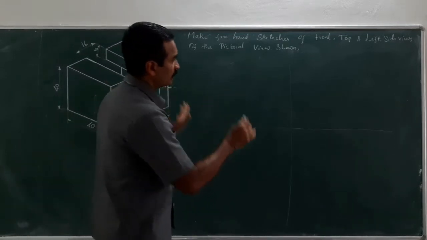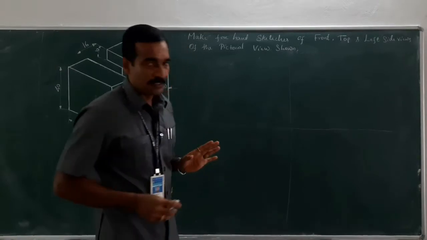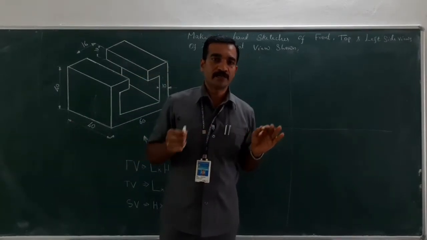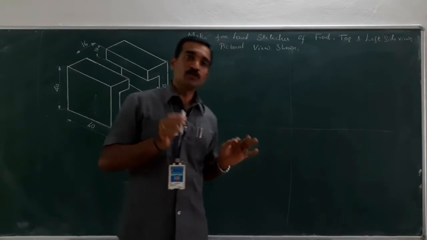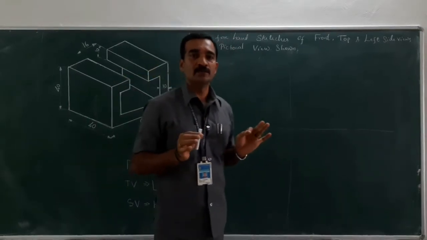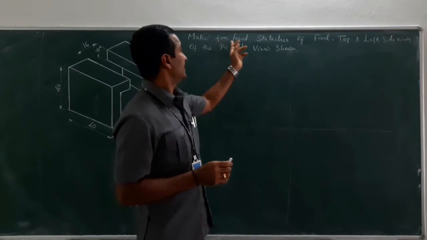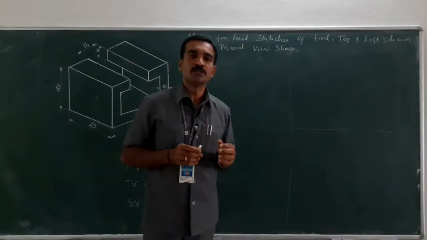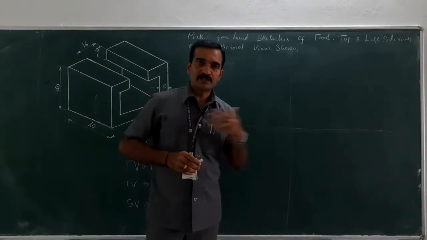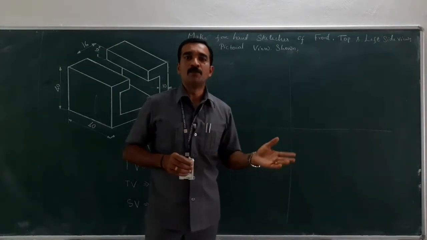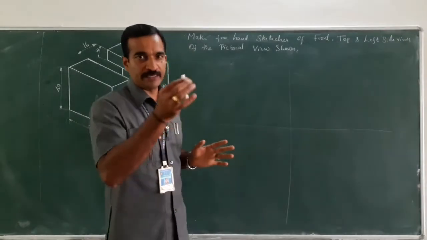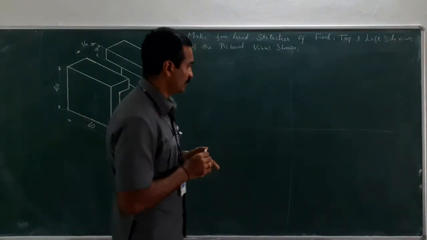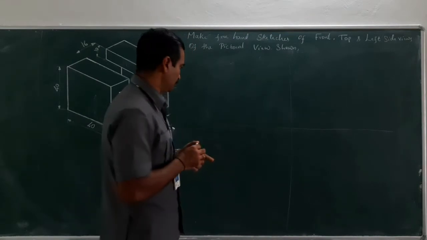So, I will just construct the box here without using any other instrument; you should use only pencil. Because it says freehand sketching, you are not supposed to use the scale, protractor, compass, any of the instruments other than eraser and the pencil, right. That is why it is called freehand sketching, right.